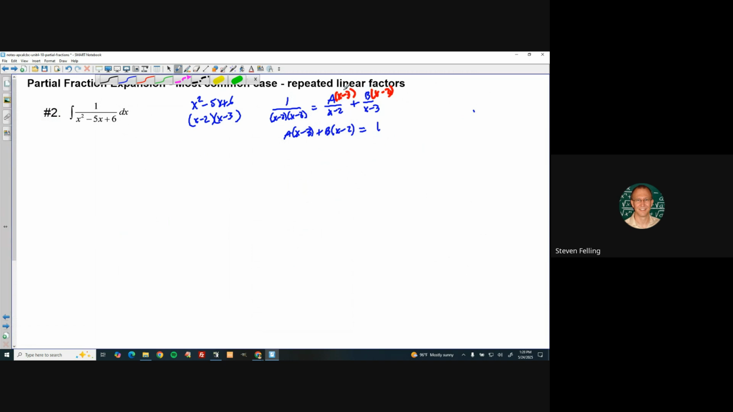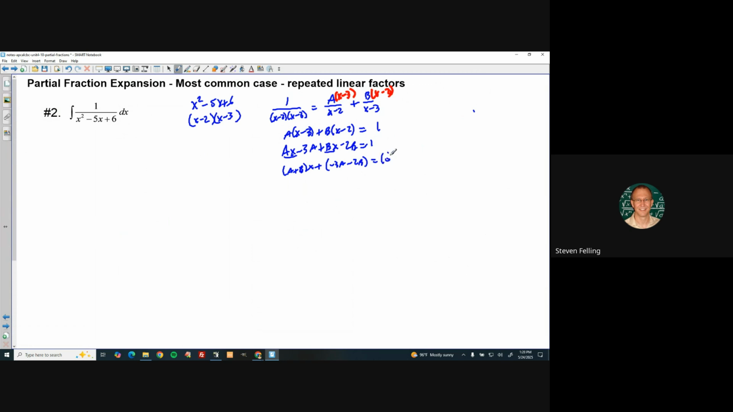So at this point, when you've done the common denominators, all the denominators are gone. Okay, multiplying that out, we have ax minus 3a plus bx minus 2b equals 1. So we have a plus b x's, that's these terms. And then the other terms we can combine together into a constant, negative 3a minus 2b. We're going to have to match up the x's.